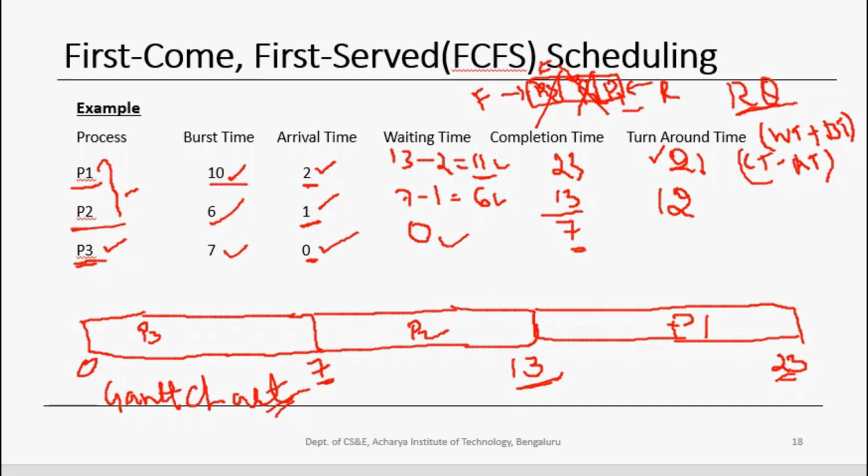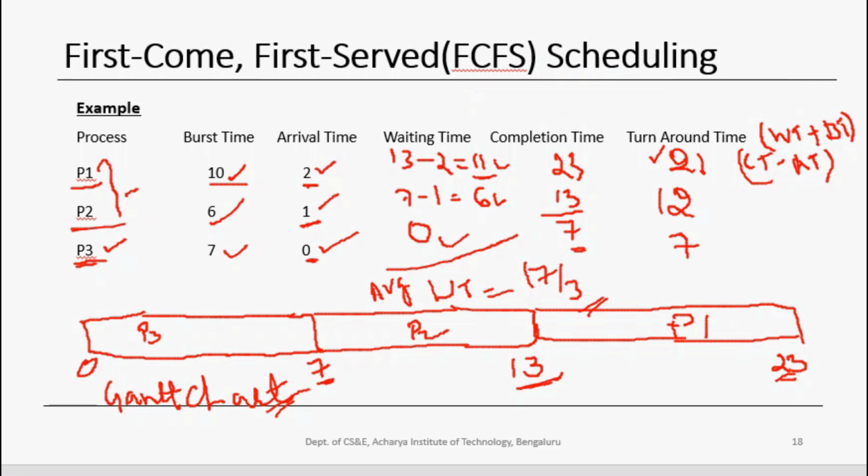And what is the turnaround time for P3? Completion time is 7 and its arrival time is 0. 7 minus 0 will give us the turnaround time for process P3. So you can also calculate one more parameter which will be useful, that is average waiting time. In this case, average waiting time is equal to 11 plus 6 plus 0, that is 17, divided by 3 processes. That will be the average waiting time for this scenario.